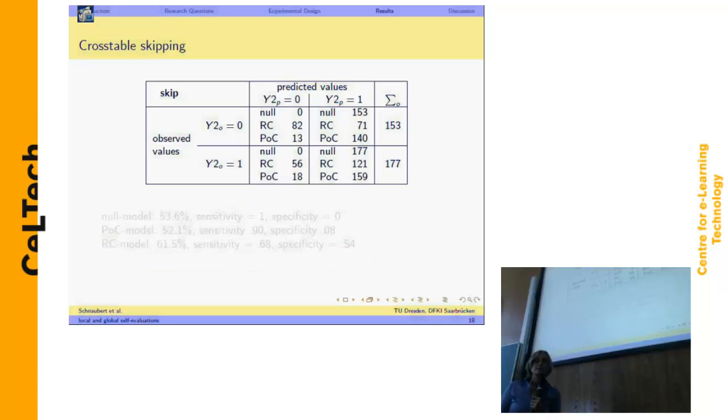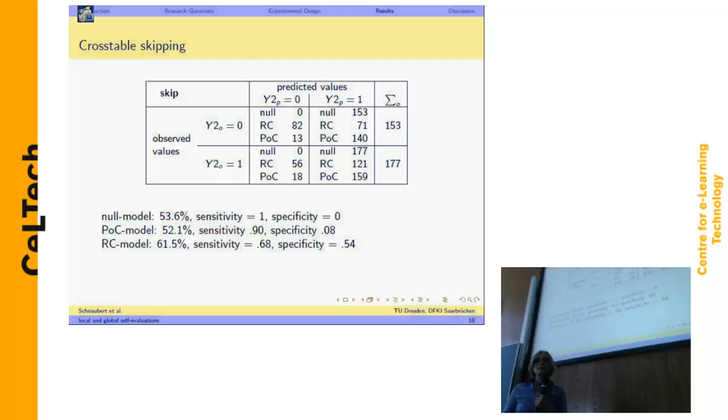For the skipping models, the cross tables actually do differ, which is nice. They really do differ this time. And we can see that the null model, the intercept-only model, of course, is not as good here because half of the people skipped and half of the people didn't. The perception of competency model is not really different from the null model, and the confidence model is just slightly better. But it's still far from perfect. It can predict a few non-skips more, but it's still not as good as we would like it to be.